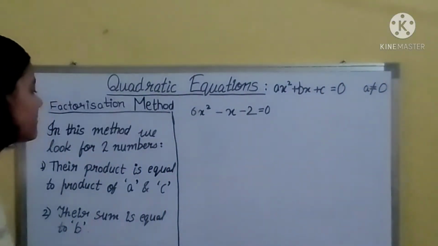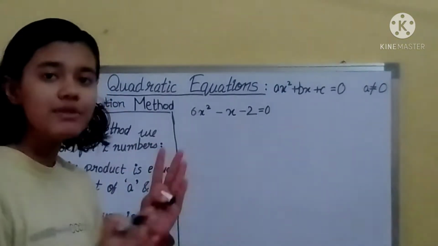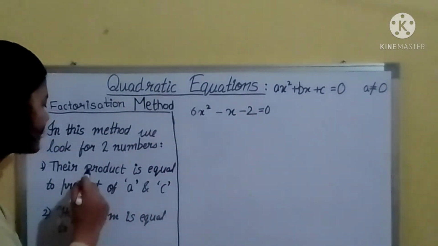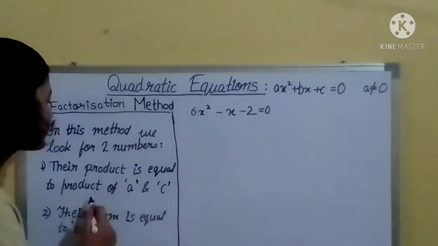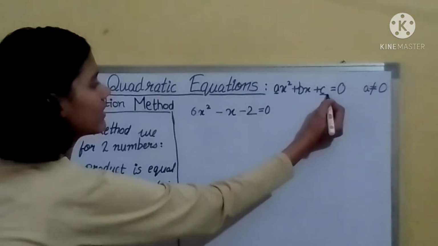Okay. So in the factorization method we use two numbers. Means we find two numbers such that their product is equal to the product of A and C.